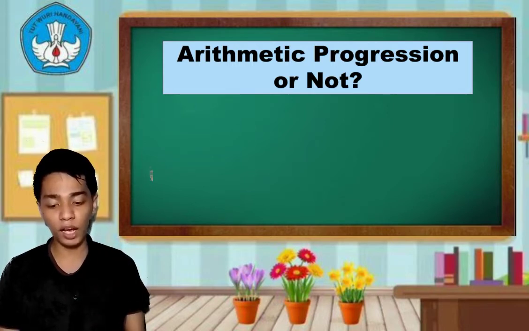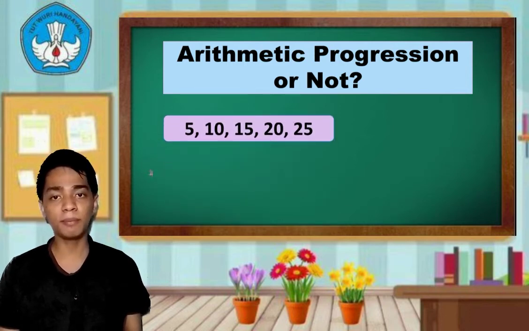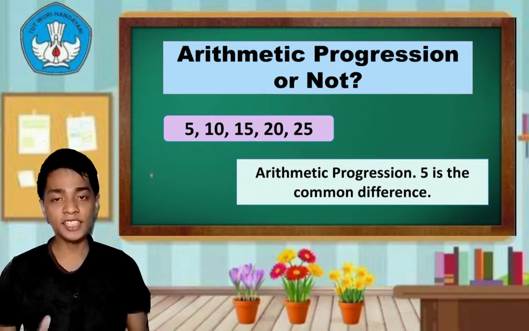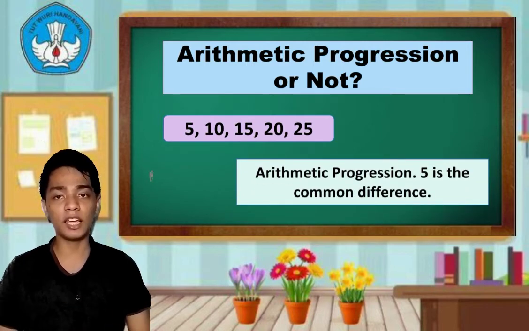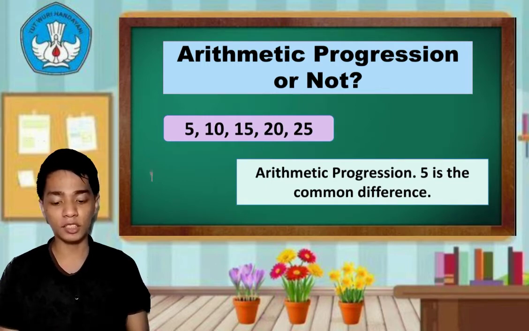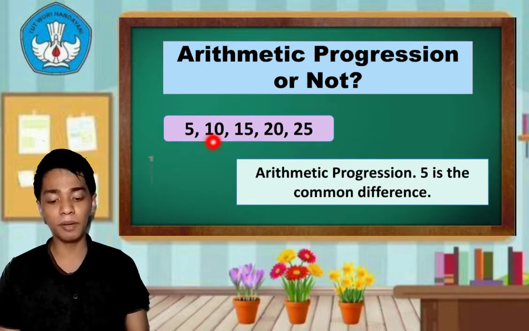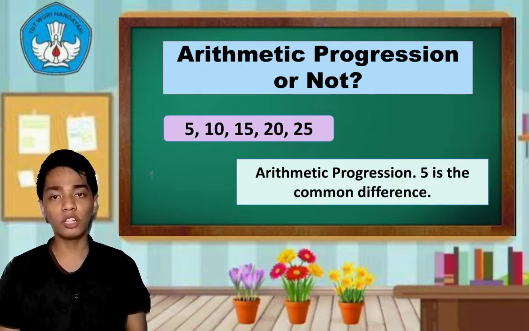For example, we have 5, 10, 15, 20, 25. This is an example of arithmetic progression, and 5 is the common difference because 10 minus 5, that is 5. 15 minus 10, that is 5. 20 minus 15, that is 5. 25 minus 20, that is 5. So, the constant number is 5.